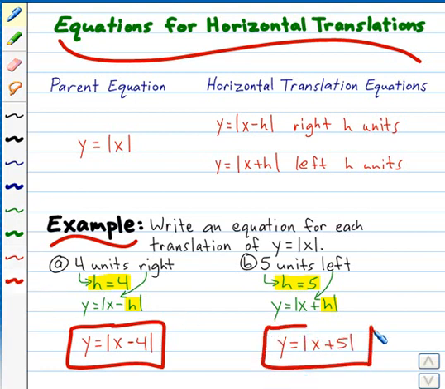And there you have it. Remember the steps. Decide which horizontal translation equation you're going to use. Y equals the absolute value of x minus h if you're translating to the right, or y equals the absolute value of x plus h if you're translating to the left. And the value of h is the number of units that you are translating.